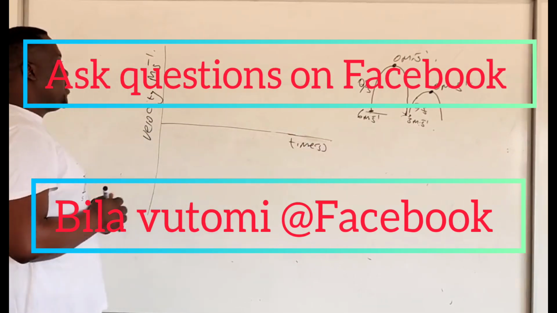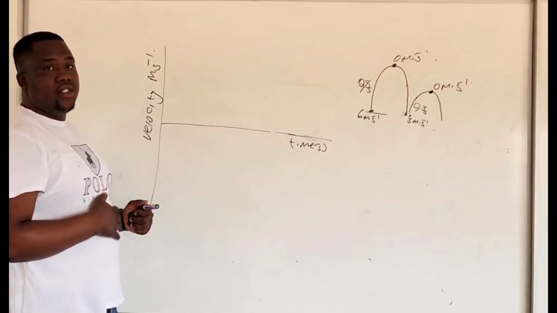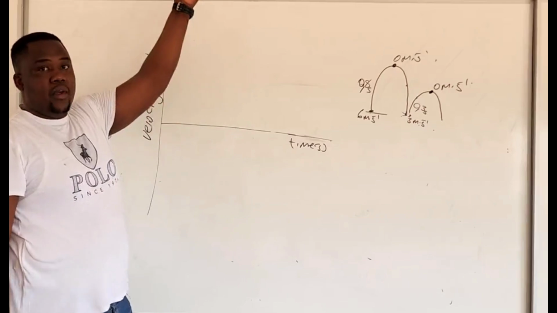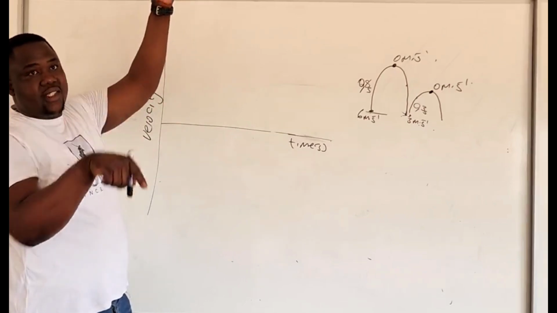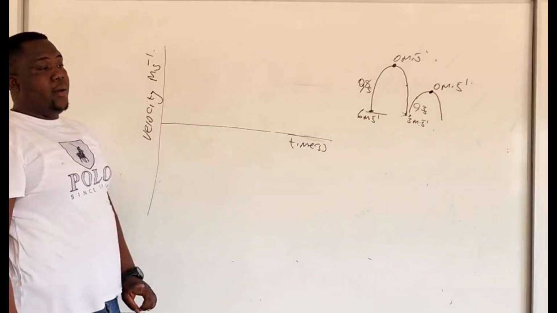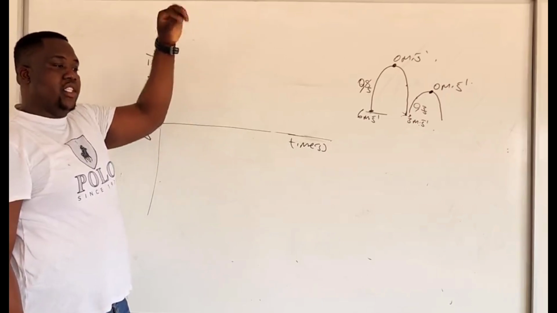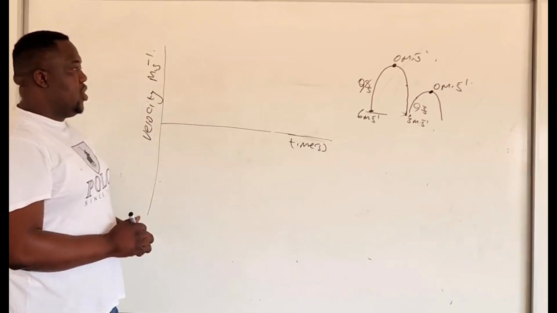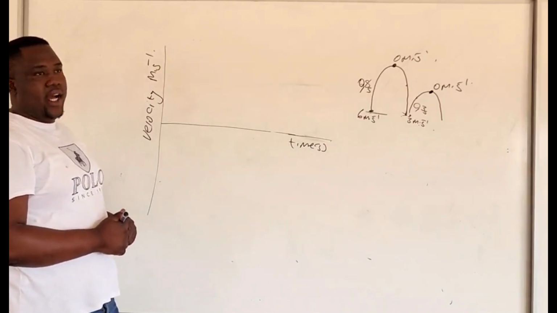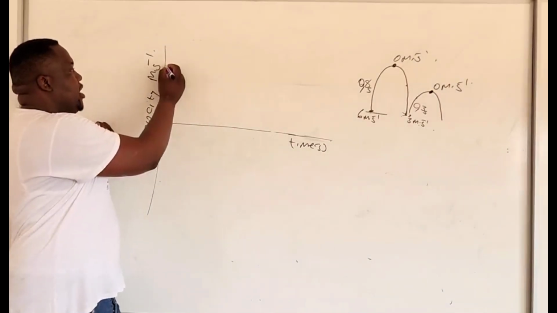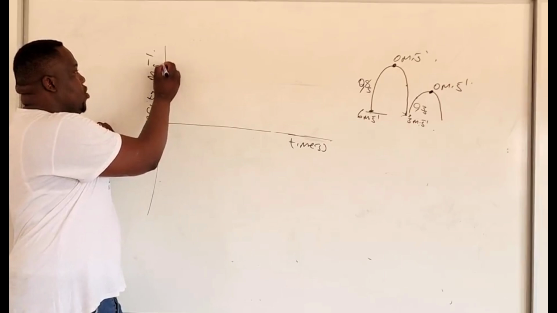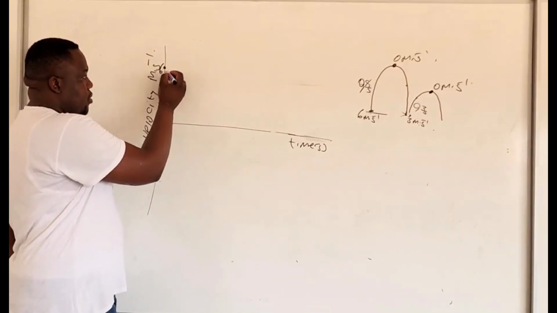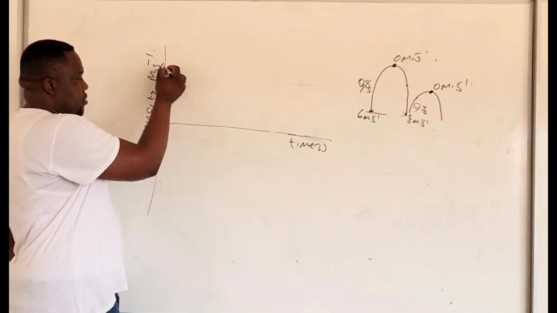Then we start with the first situation. You know that as the ball is moving up, the graph must be approaching 0, because as the ball moves up, the velocity decreases. So as it decreases, it will be approaching 0. So let us draw that. This ball was projected at 6 meters per second. So we're going to say this is 6 meters per second. Then 6 meters per second.